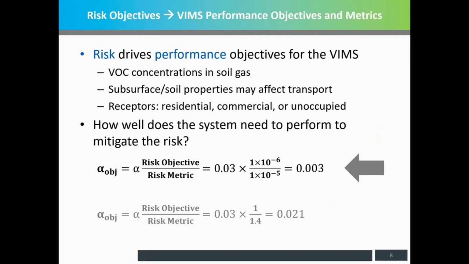One of the things that we wanted to get across in our presentation is that risk drives performance. So in the previous graphic, you could see you have whatever concentration you have of your COCs in soil gas, and your performance objectives for the vapor intrusion mitigation system are set by what you need to get to for your concentrations in indoor air. So again, what is the performance for your membrane? What's the performance that you can assume for concrete, and so on.